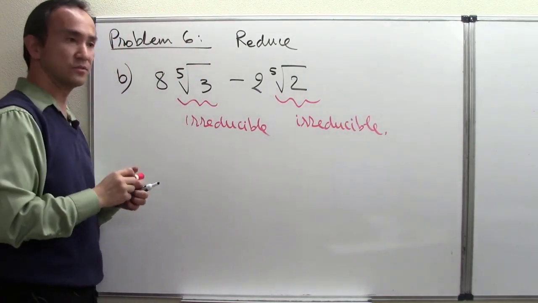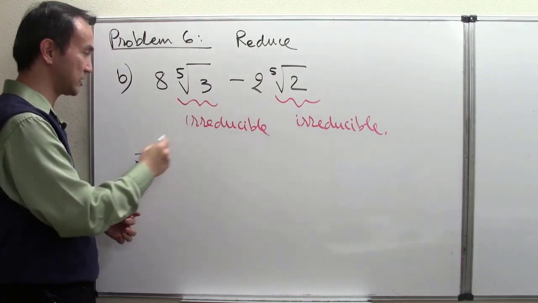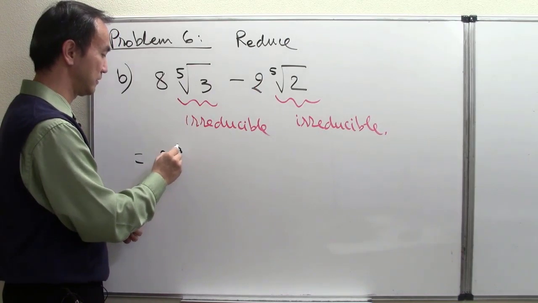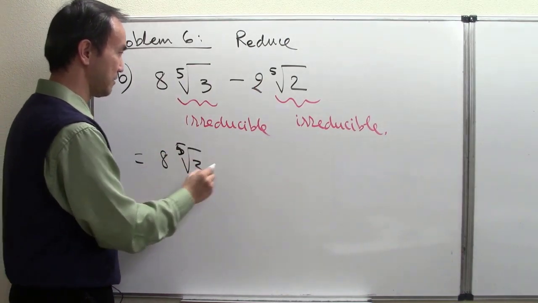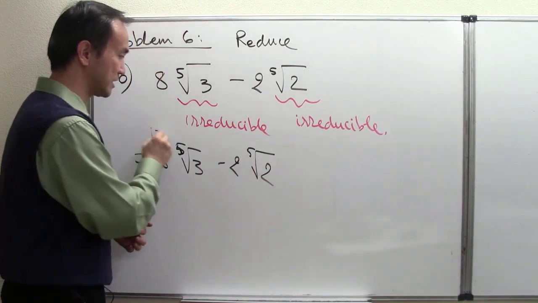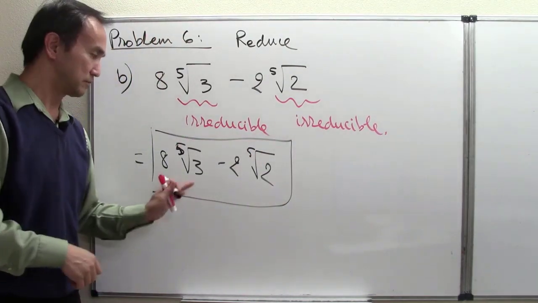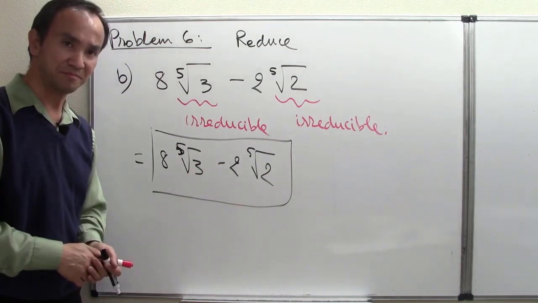All right. So now this expression, in other words, stays the way it is: 8 times the fifth root of 3 minus 2 times the fifth root of 2. And that is already in its most reduced form right there. And that is the exact expression.